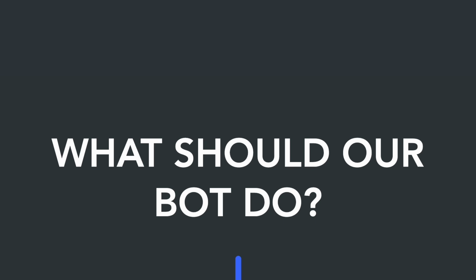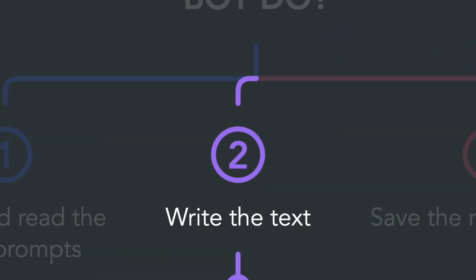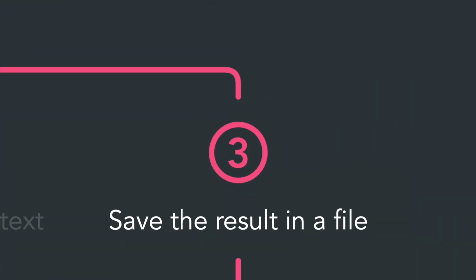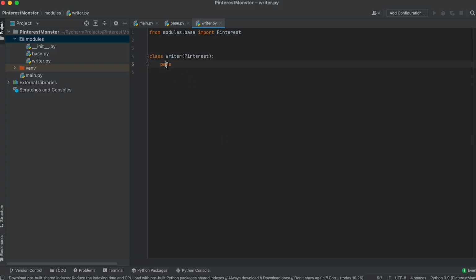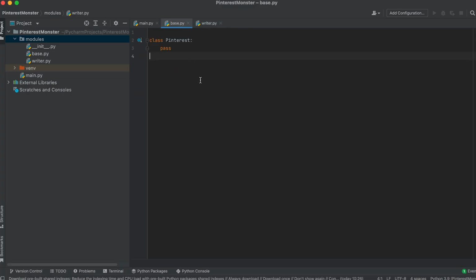To make our writer do its job, we need to open and read the file with prompts, write the text, and save the result in a file. To write the text, let's create a public method right in the writer class. Methods for opening and writing data to a file will be needed not only in the writer class, but also in other bot classes that we'll write in the following lessons. These methods are common elements for several classes. Therefore, let's declare these methods in the base class.